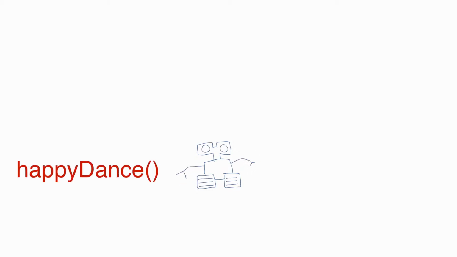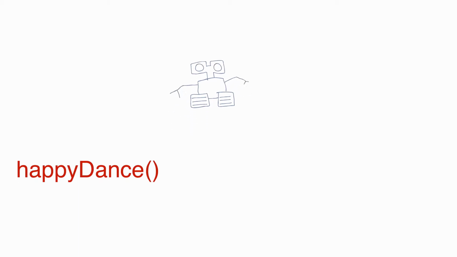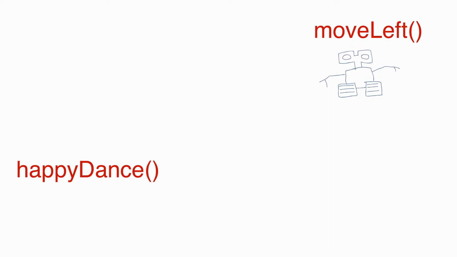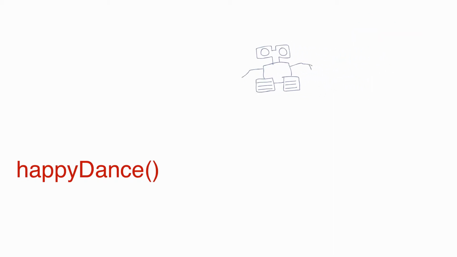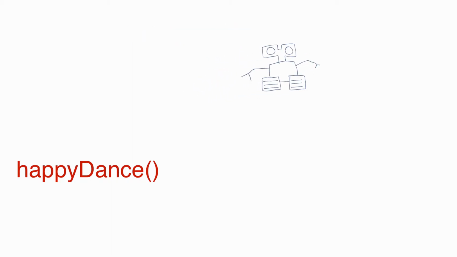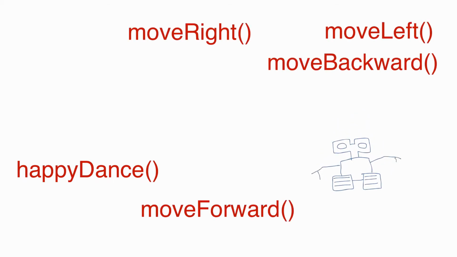Now, how does this affect our robot from last night? For our robot, we've had nice little discrete commands, but we want to make a nice happy dance command. For that, we want to move forward, move to the right, move to the left, move back to the right, move backwards, and we're done. And the combination of all these commands makes a macro command.